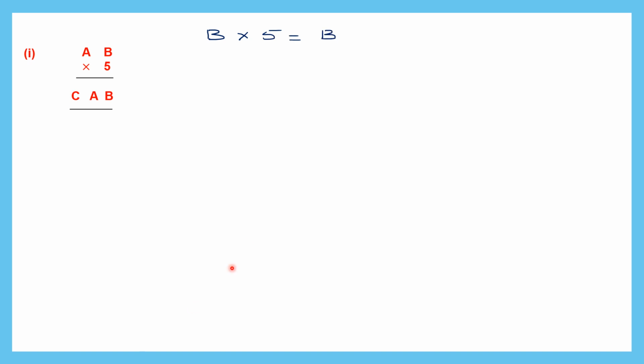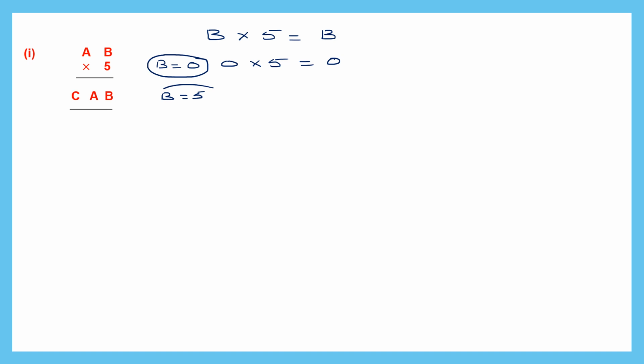We did the same thing for the previous one. We did B into 3 and whenever we substituted B with 0, 1, 2, 3, 4, 5 and so on, we found that only when B is 0 or when B is 5 do we get the same thing when we multiply. So here, if B is equal to 0, then 0 into 5 is equal to 0. That means B can be 0 or it can be 5.